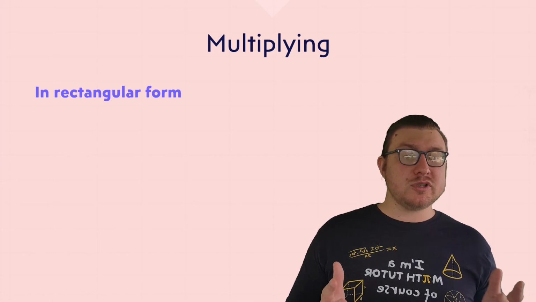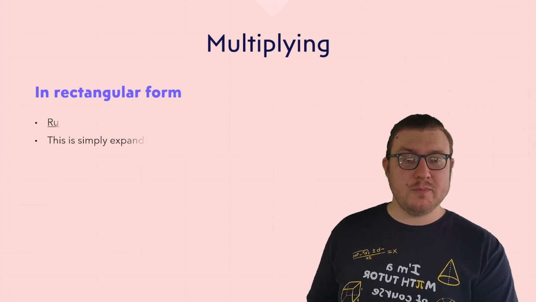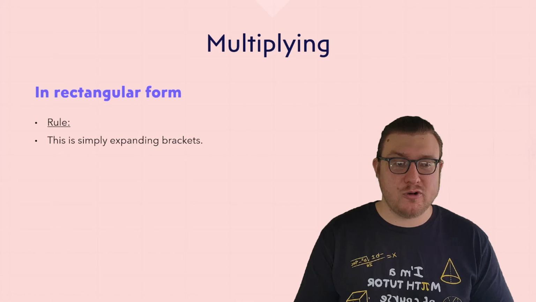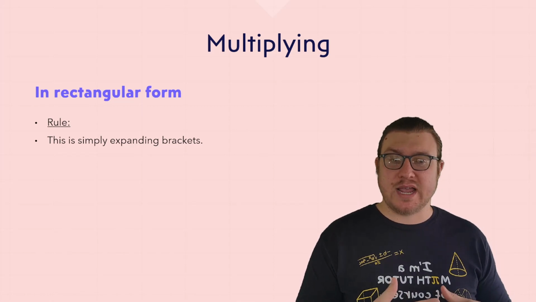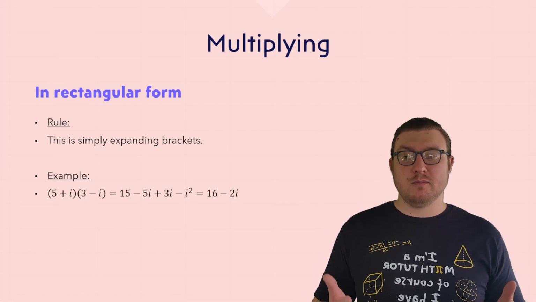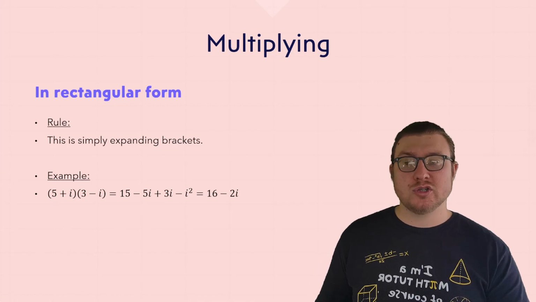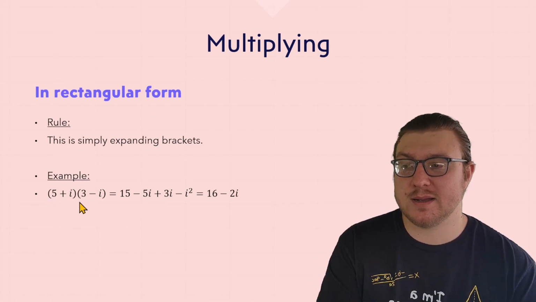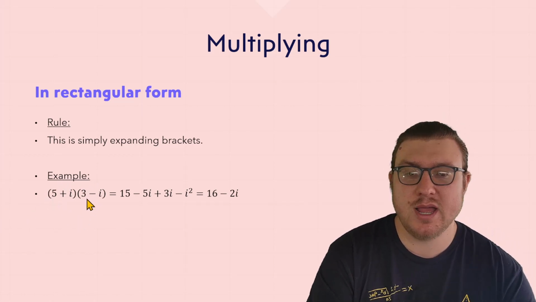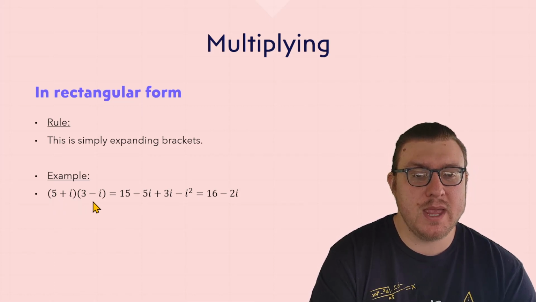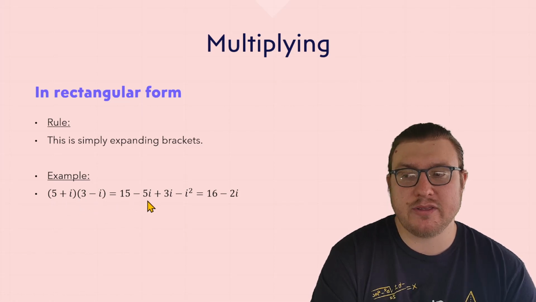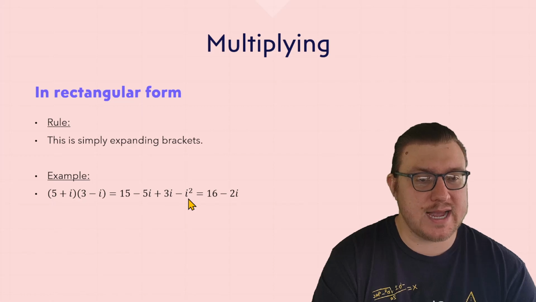So let's have a look at multiplication. Let's start with rectangular form. So we need to know the rule. Well, this is what you've been practicing for in the last couple of years, expanding brackets, that's all it is. If we have 5 plus i multiplied by 3 minus i, two different complex numbers, they don't have to be different, but if we're multiplying two complex numbers together, we can write them in rectangular form and just expand the brackets. And here we get 15 minus 5i plus 3i and minus i squared.